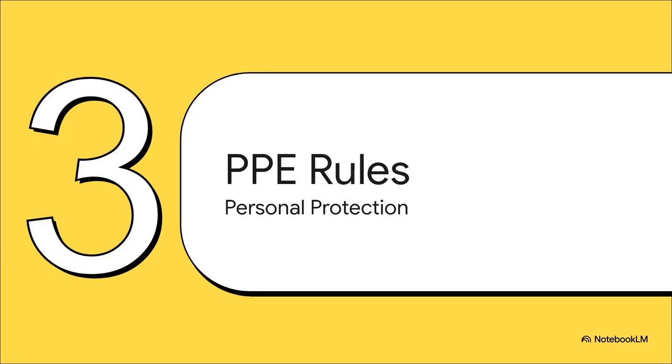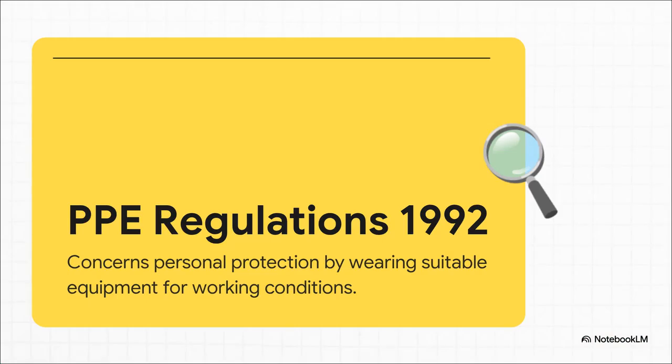Section 3. Personal Protective Equipment Rules. Now, let's talk gear. This brings us to the PPE regulations of 1992. This law is entirely focused on personal protection, specifically ensuring that employees wear suitable equipment for their exact working conditions. And the absolute core rule you need to remember here? Employers have a basic, fundamental duty to provide this personal protective equipment to you. And, as we'll see in just a moment, this provision comes with some very specific financial protections for you too.